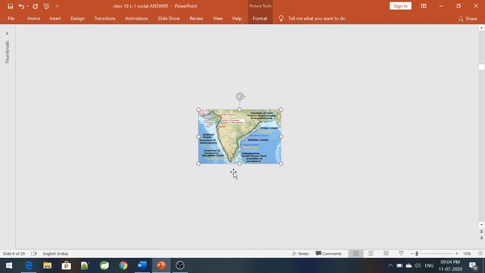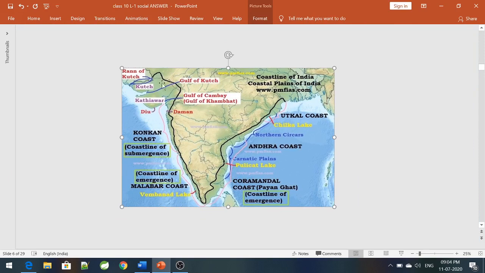See here, all the parts in peninsular India are coasts. See, this is the Utkal coast, Andhra coast, Coromandel coast, Malabar coast, Konkan coast, and see, this is the Rann of Kutch, Gulf of Kutch, and Gulf of Cambay. And here is the Gulf of Mannar. Here it will be. And these are the Northern Circars. Here is Pulicat Lake.